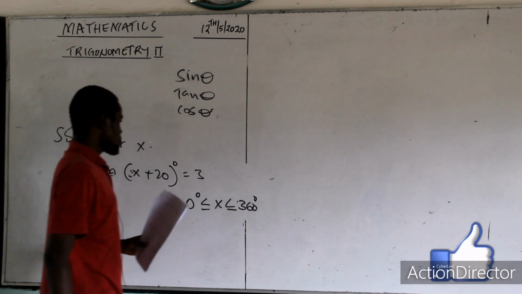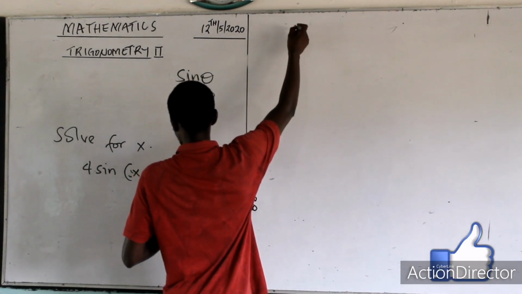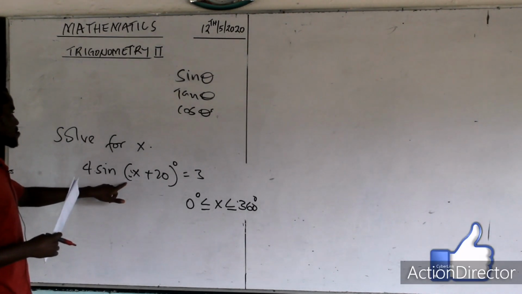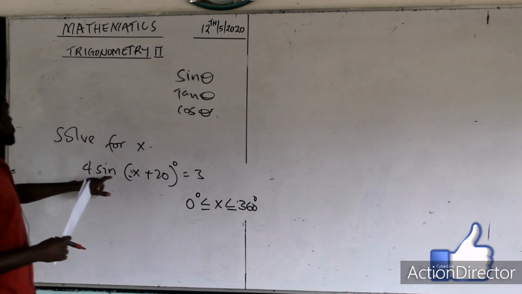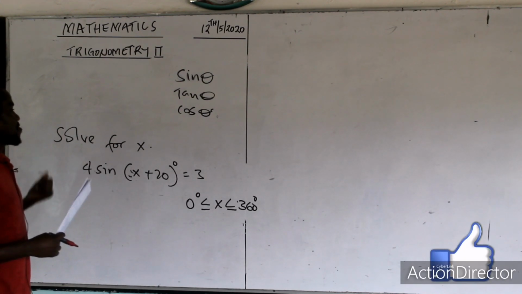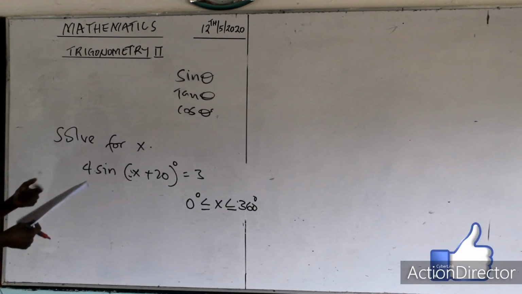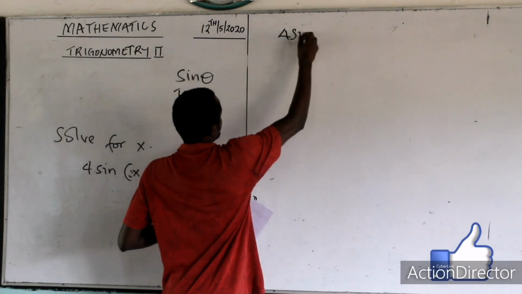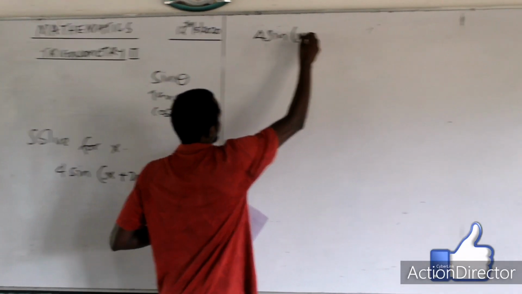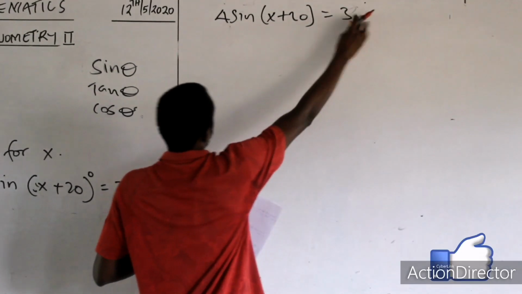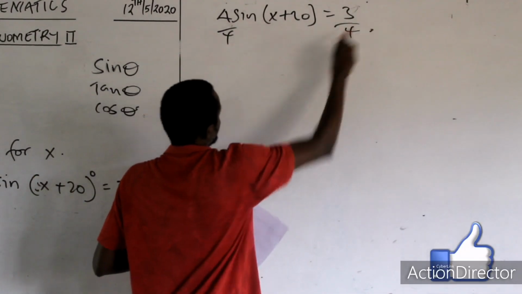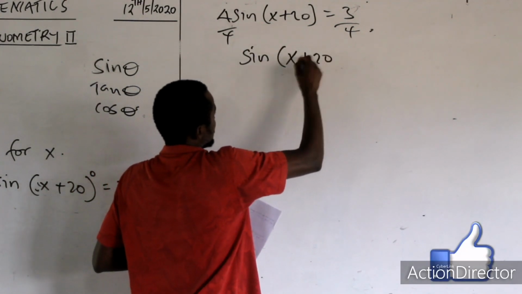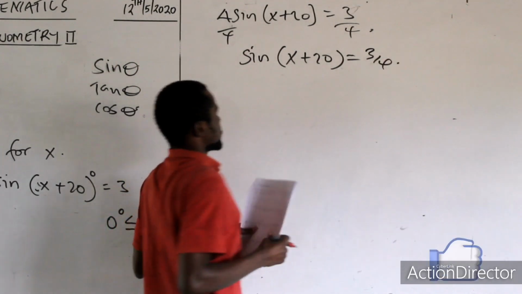Let's begin. It means we are going to find the sine inverse. But before we find the sine inverse, first of all, we are going to evaluate or simplify the problem that we have. So we have 4 sine into bracket x plus 20 is equal to 3. We can simplify this by dividing by 4, so that we have sine into bracket x plus 20 is equal to 3 all over 4.